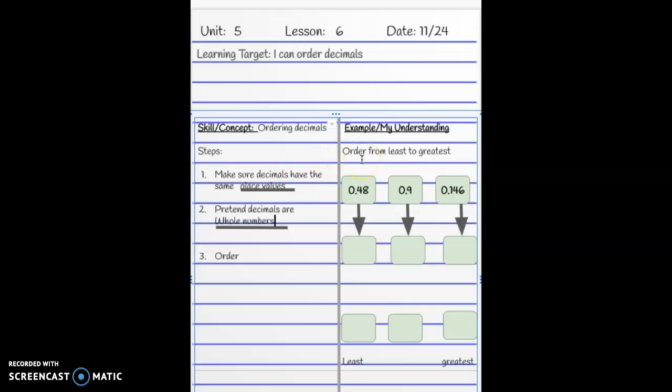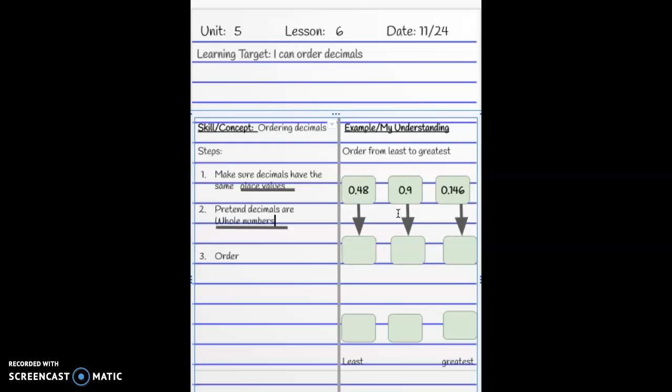So we're going to go ahead and dive in and look at our example. So our example again is order from least to greatest. So we have 48 hundredths, we have 9/10ths, and we have 146 thousandths.